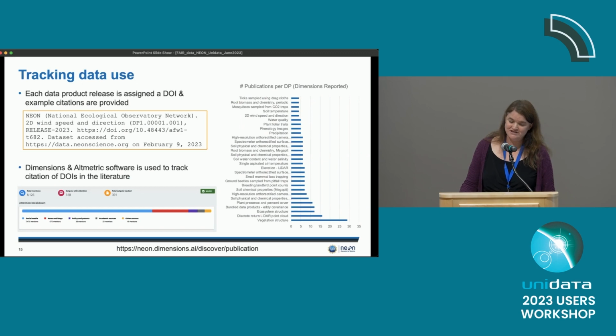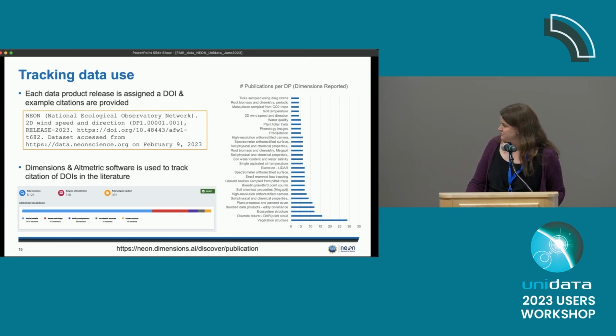And these are, of course, extremely helpful for enabling our users to properly cite our data. So we do what we can on our website to really help users do that. Then we can use things like Dimensions and Altmetric software to track that use so that we can inform our funders and Congress people that people are using these data and that we should keep collecting them. So it's super important. And then we also get insights into what are the products that are most interesting to people.